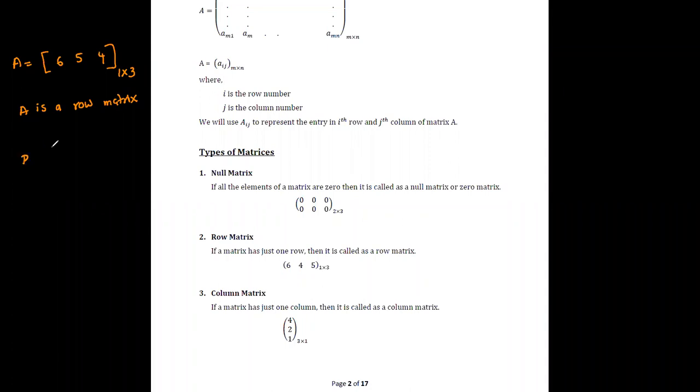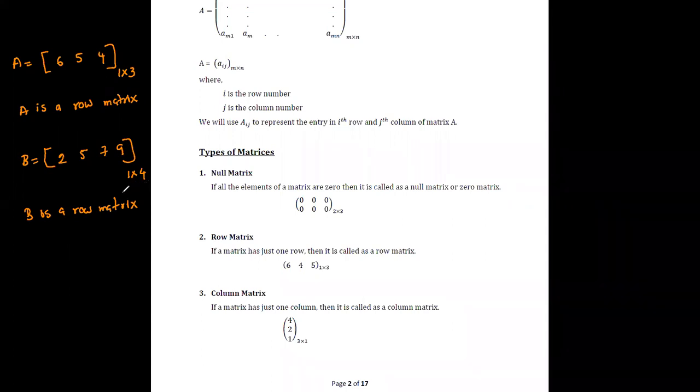Here, B is 2, 5, 7, and 9. If you look at this matrix, this is a 1 by 4 matrix. Here also you can see only one row. Therefore, we can say that B is a row matrix. Therefore, if you have a matrix with only one row, then such a matrix is said to be a row matrix.